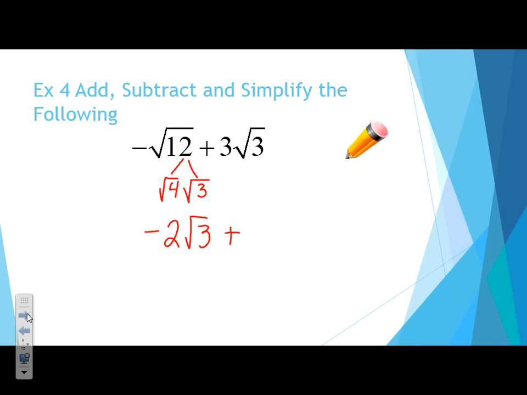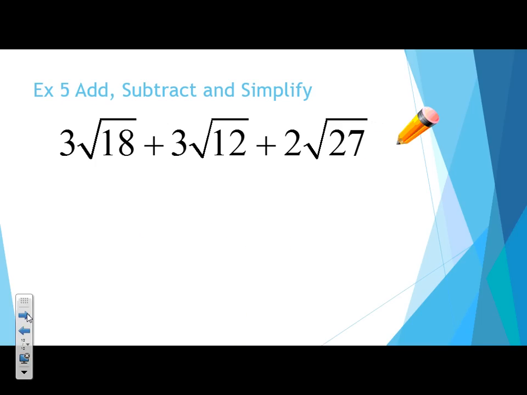I'm going to drop down the plus sign, drop down the rest of the problem. And now look, by simplifying that, I have created like terms. Negative 2 square roots of 3 plus 3 square roots of 3 makes 1 square root of 3. Or you can just say square root of 3 if you want to. So for the final simplification here, we need to make sure that we make like terms.